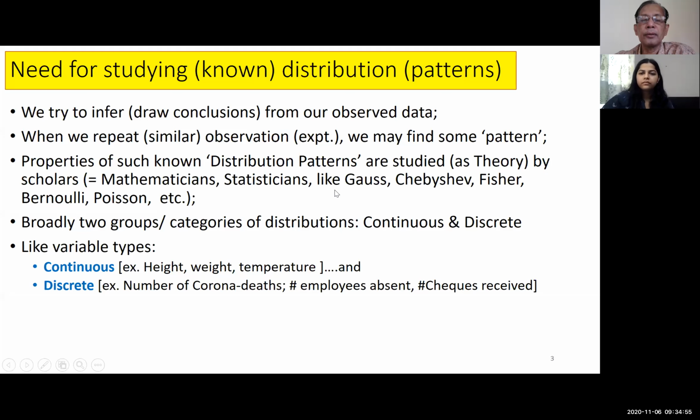Now some scholars, statisticians, observed patterns repeatedly. They found that there are some known patterns. If it looks like this, their property will be like this. So they have done some research and they have named some known distribution patterns after themselves. Like Gauss found and named the normal distribution, and Bernoulli has given us the binomial. Poisson has given us a distribution called Poisson distribution. There are so many distributions, so we'll be slowly discussing them.